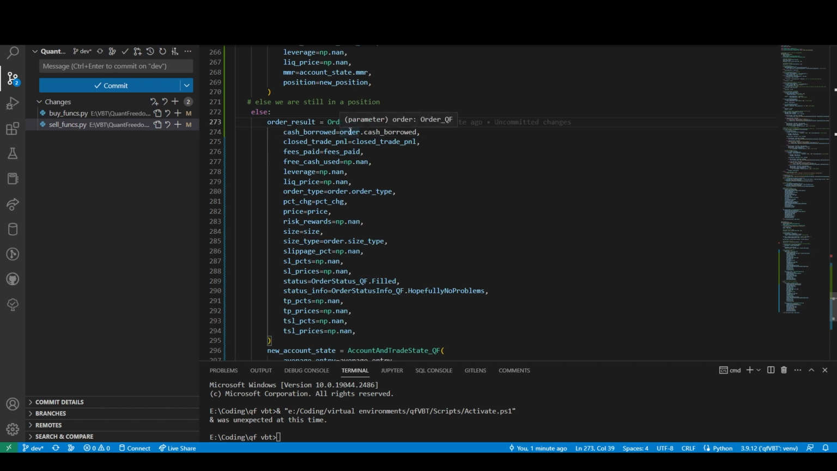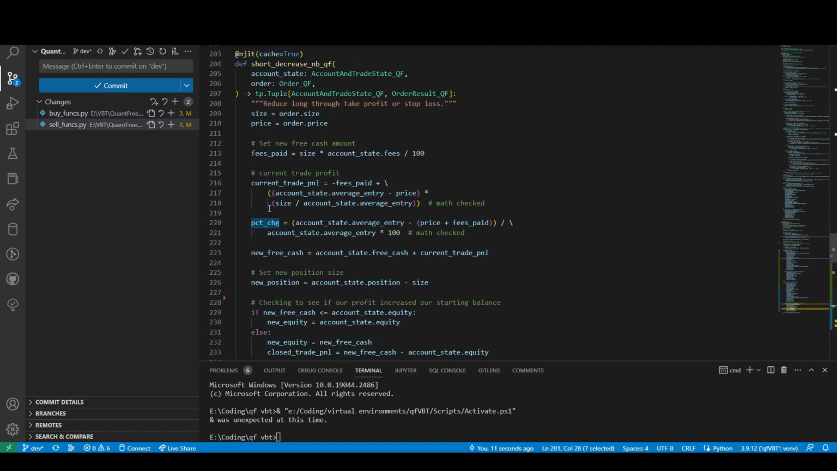do all this order dot cash borrowed. Is cash borrowed? Cash borrowed is from the order result. Cash borrowed? Oh, that's nan, because we didn't borrow any cash. Close P&L. Close trade P&L is nan. Else we are still in a position. We paid the fees. We didn't use this. Order type is this. Percent change is... I mean, I guess we still had a percent change, right?